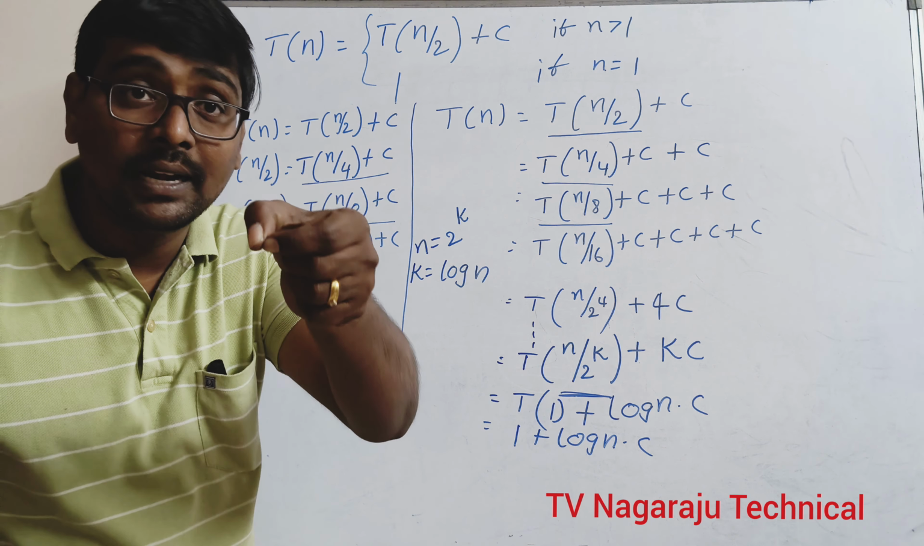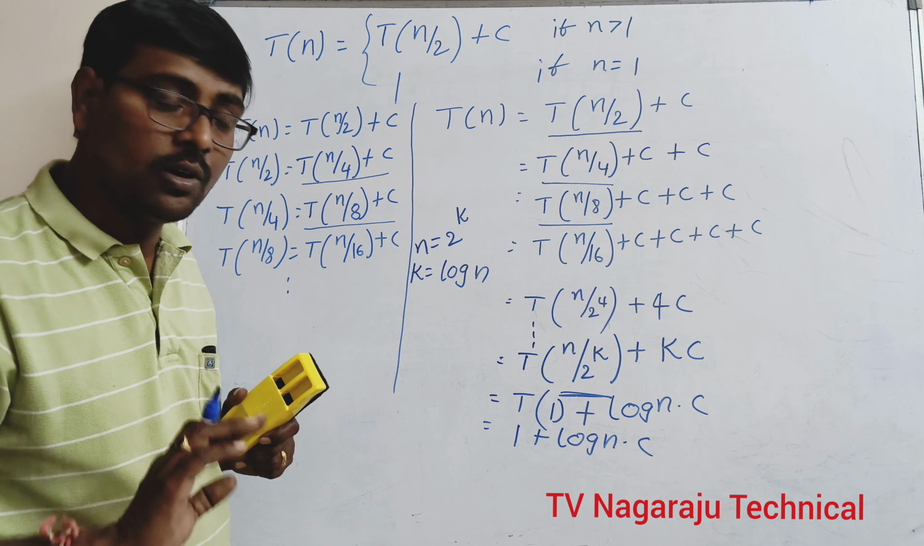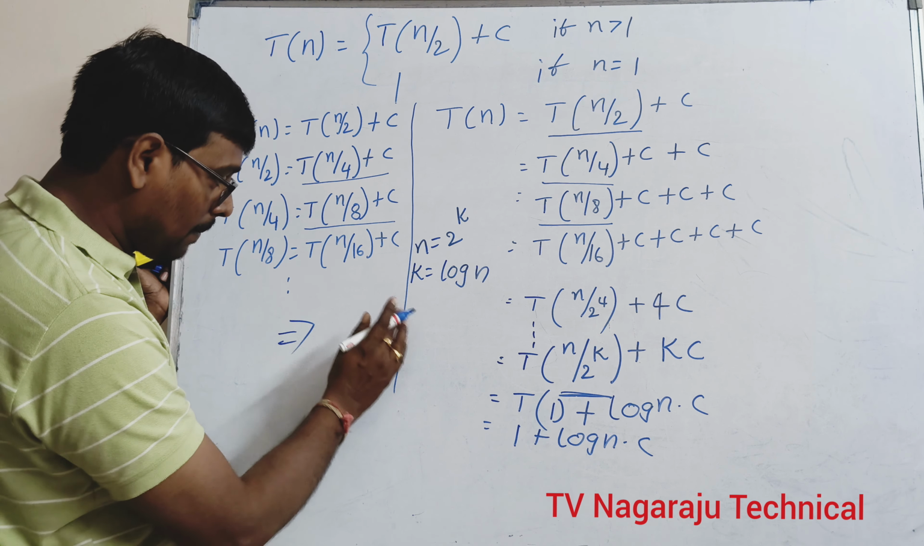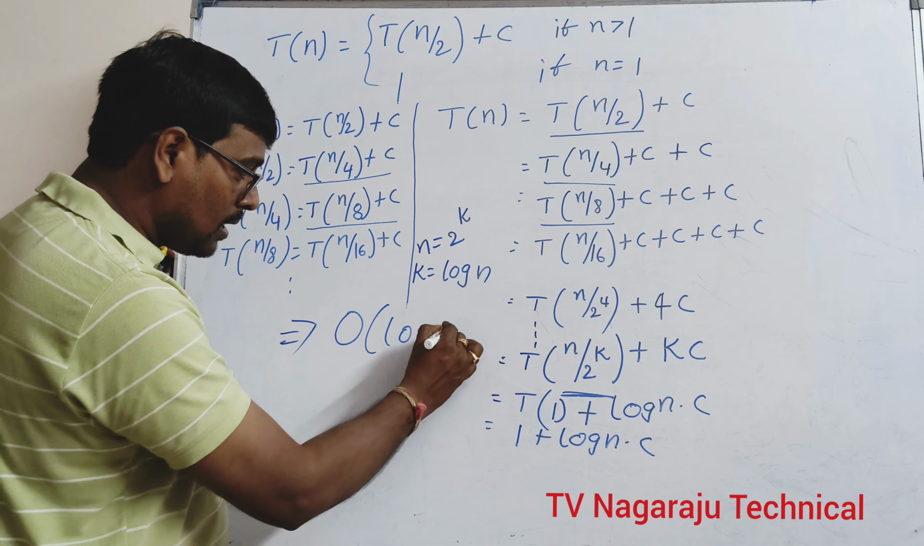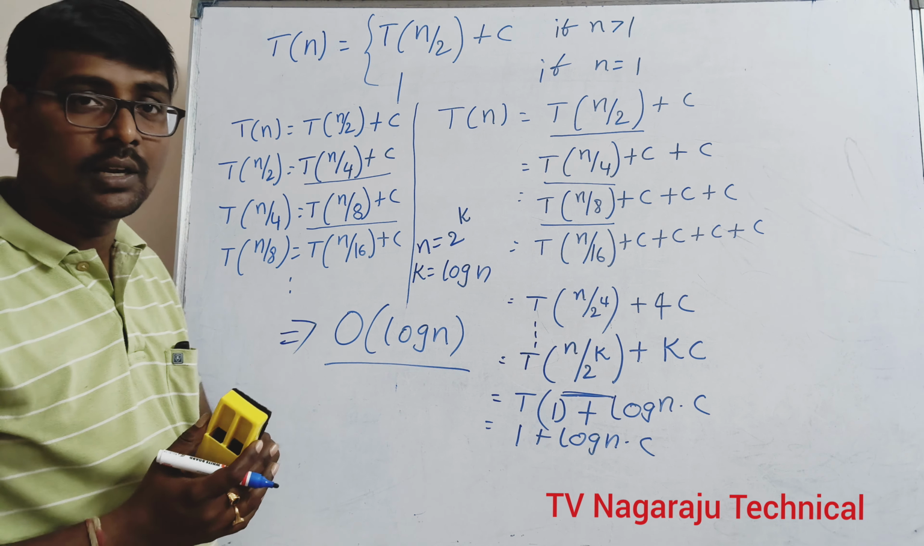If you are representing in big O notation, if you are multiplying with any constant, no need. If you are doing addition, no problem. What is the final time complexity? Big O of log n. This is the complexity for this recurrence relation. Is that clear?